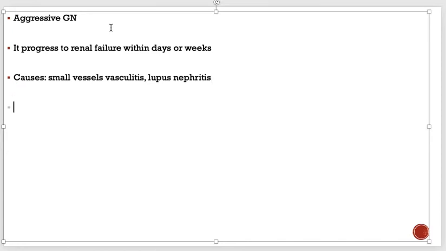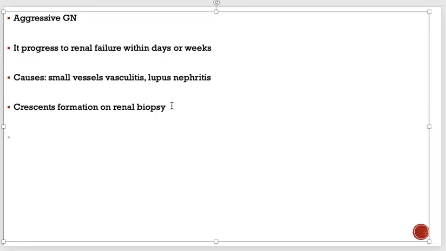formation. On renal biopsy, we see crescent formation. This is the hallmark of this condition. When we see crescent formation on renal biopsy, it is RPGN, and that's why one of the other names is crescentic glomerulonephritis.